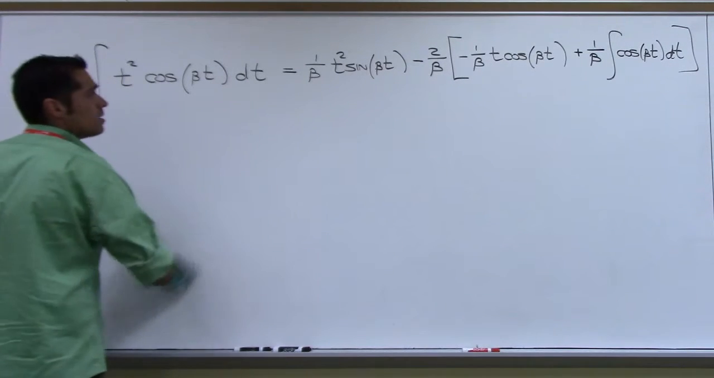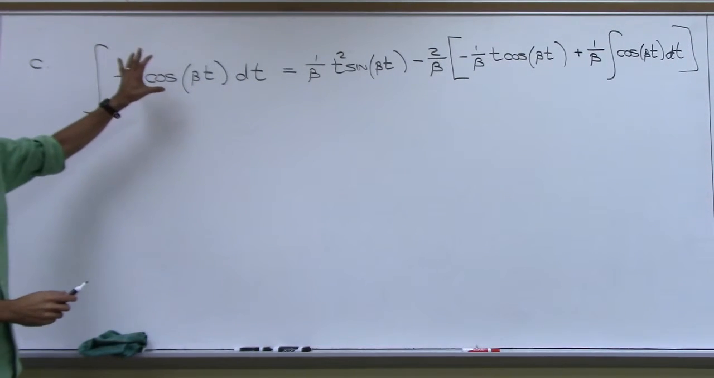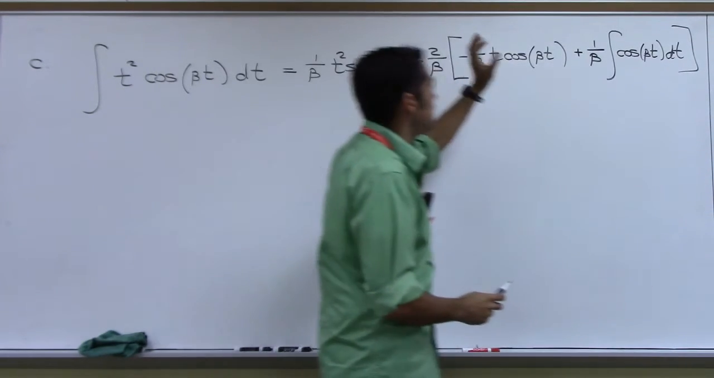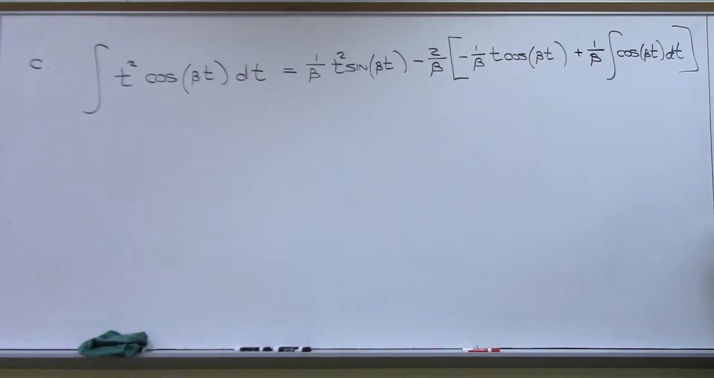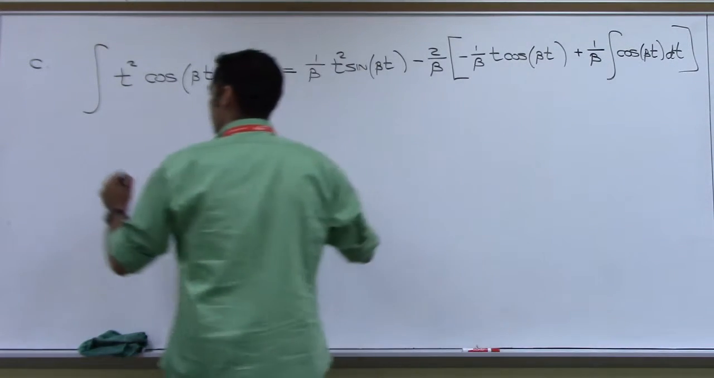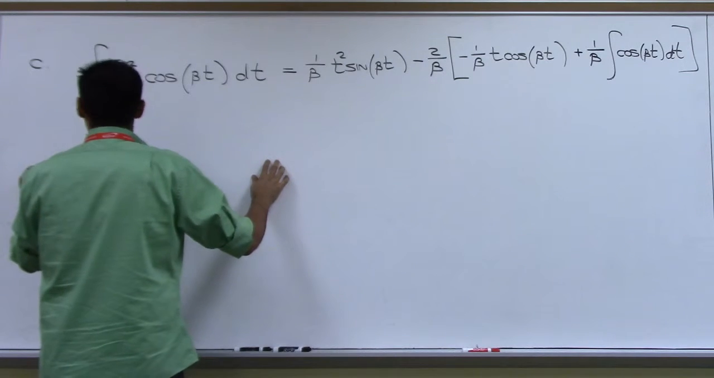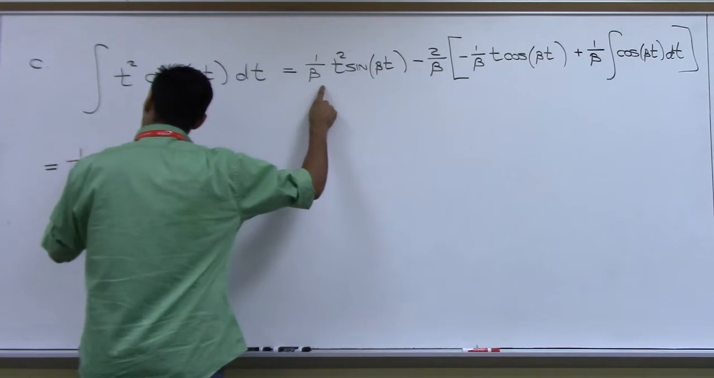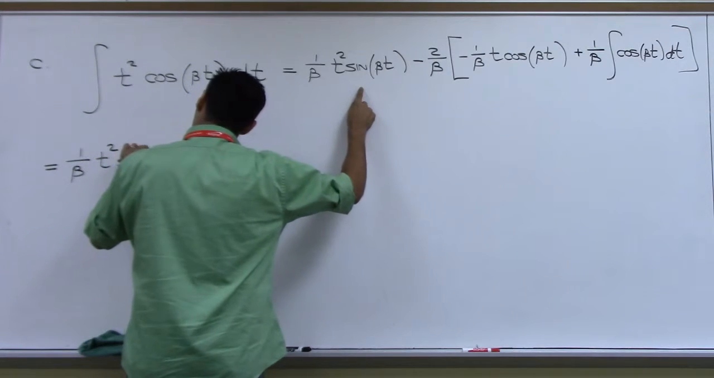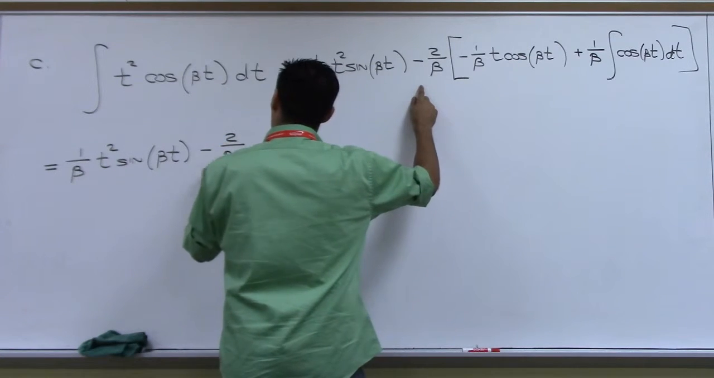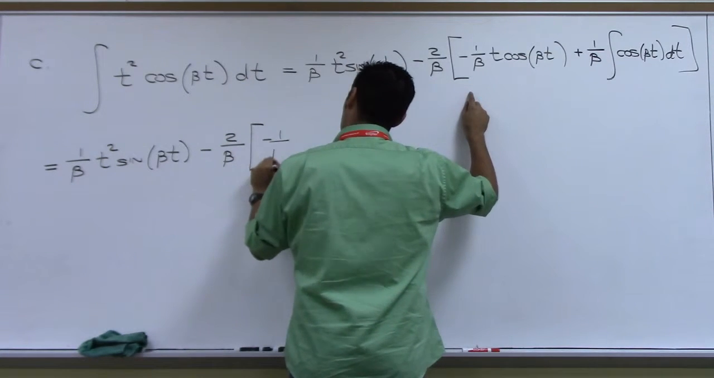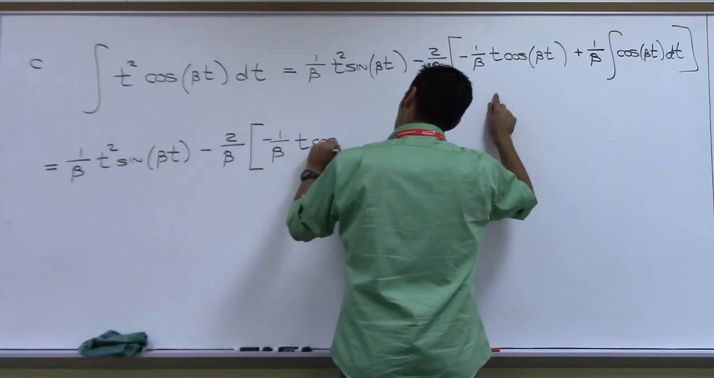Well, maybe before I do the next line, I should look at what I have here. My original integral, which I couldn't do. I've got a bunch of functions. I've got a new integral. I'm hoping I can do that. Can I do that? Yes, it's just cosine beta t. That I should be able to take the antiderivative of. See, I've eliminated the t. That was causing a problem. But it required two applications of integration by parts. So I have 1 over beta t squared sine beta t minus 2 over beta bracket negative 1 over beta t cosine beta t.